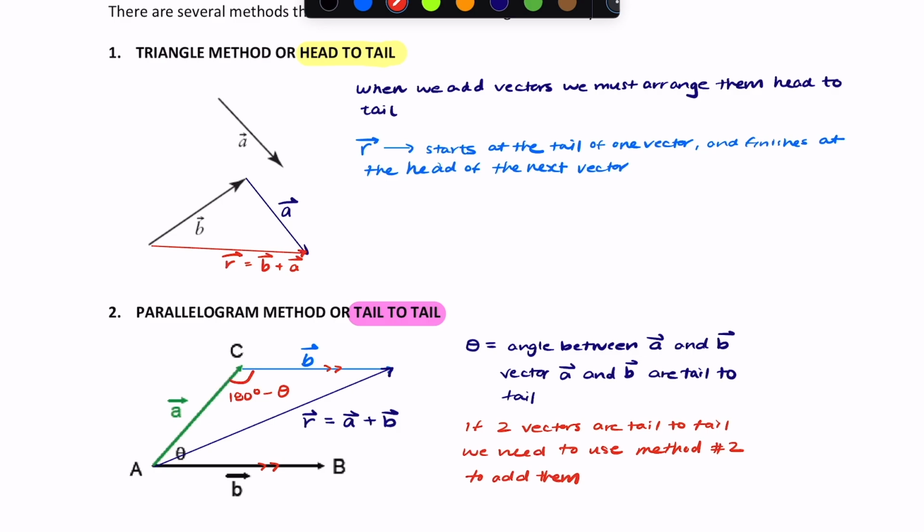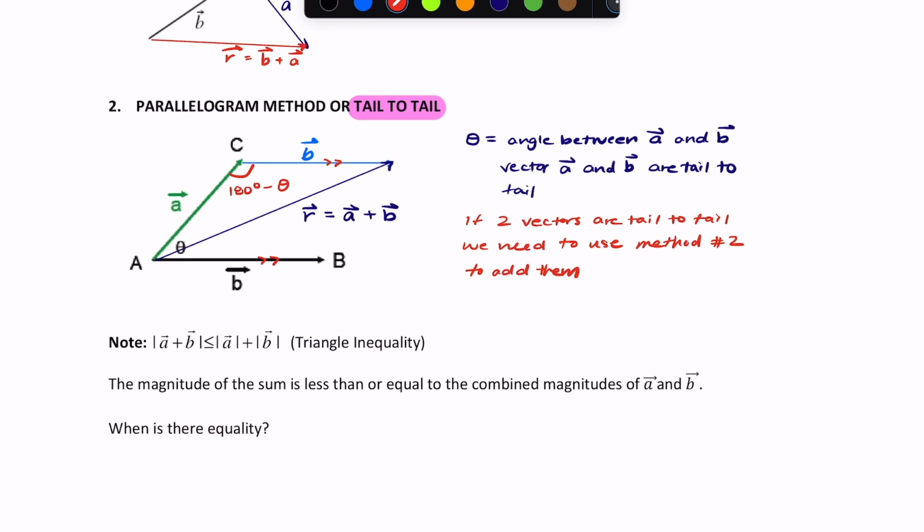Okay. So note, the magnitude of the sum of vector A plus vector B is less than or equal to the combined magnitudes of A and B. Here, if we look at this, we can draw vector A and vector B, and this would be vector A plus B.